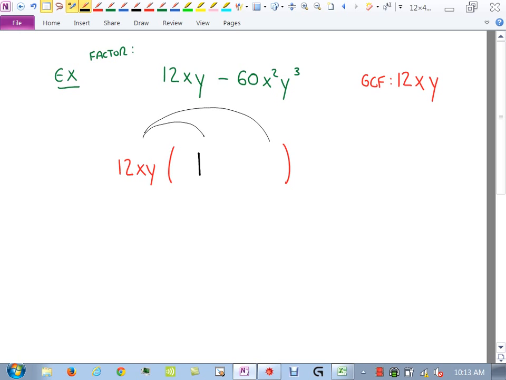Because you need 12xy to hit something on that first multiplication. Now you can look at the second one. How do you turn 12 into negative 60? Negative 5. How do you turn x into x squared? X. How do you turn y into y cubed? Y squared, right? The most important part of this example is that 1 right there. Do not forget to have a 1.